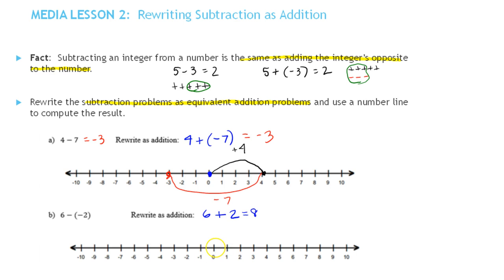So we'll start at 0. Go 6 in the positive direction. So this is plus 6. And from 6, add on 2 more. And we are at positive 8. So 6 plus 2 equals 8. And equivalently, 6 minus negative 2 also equals positive 8.